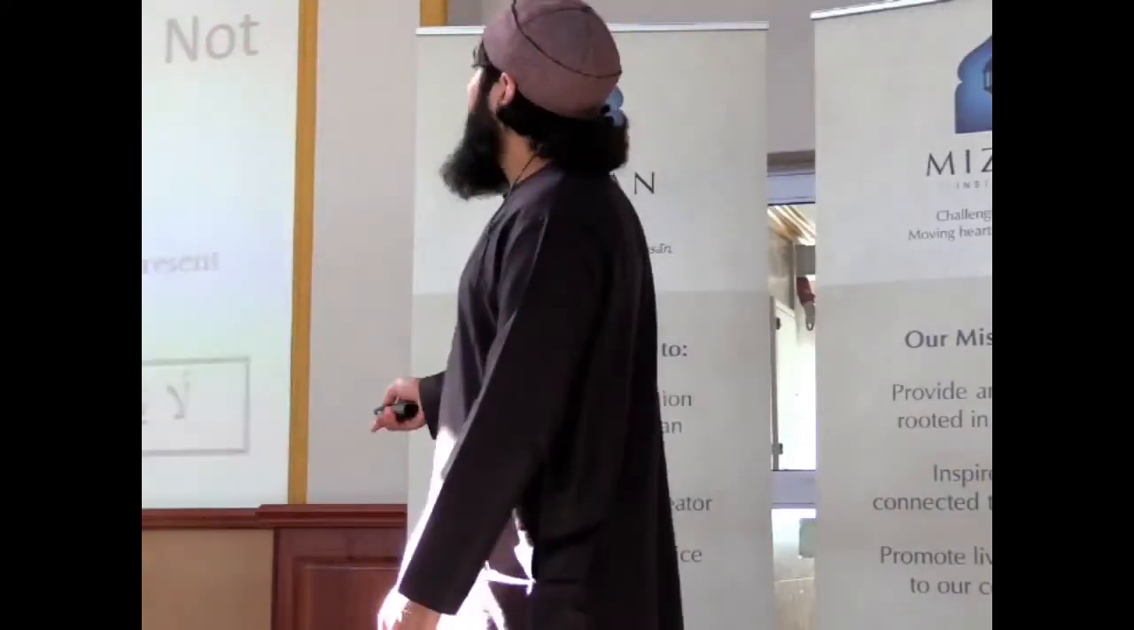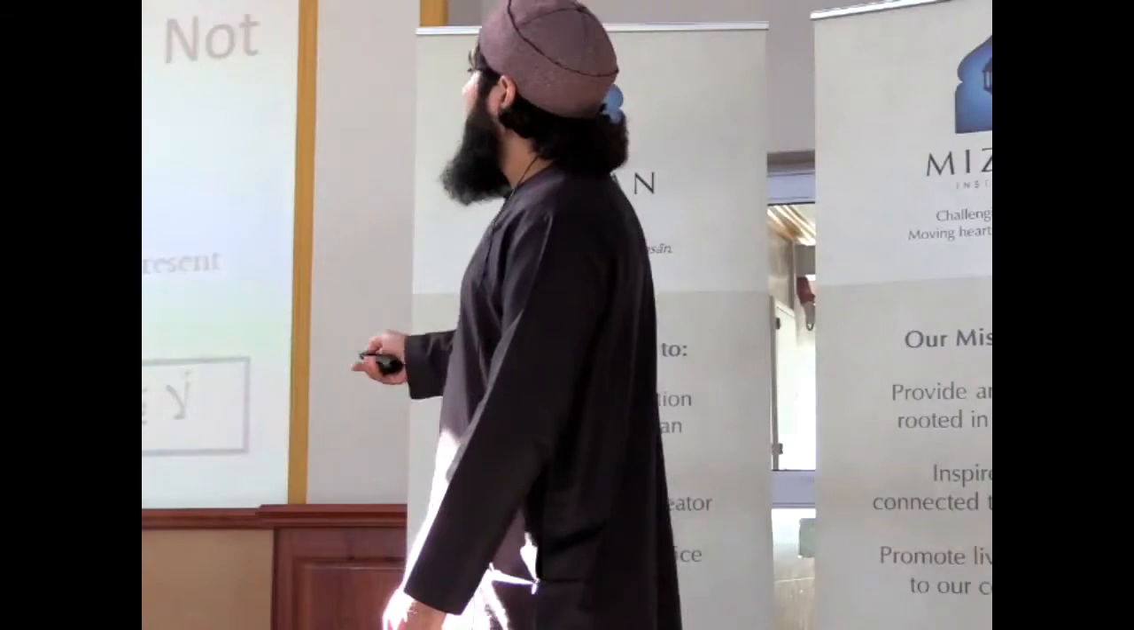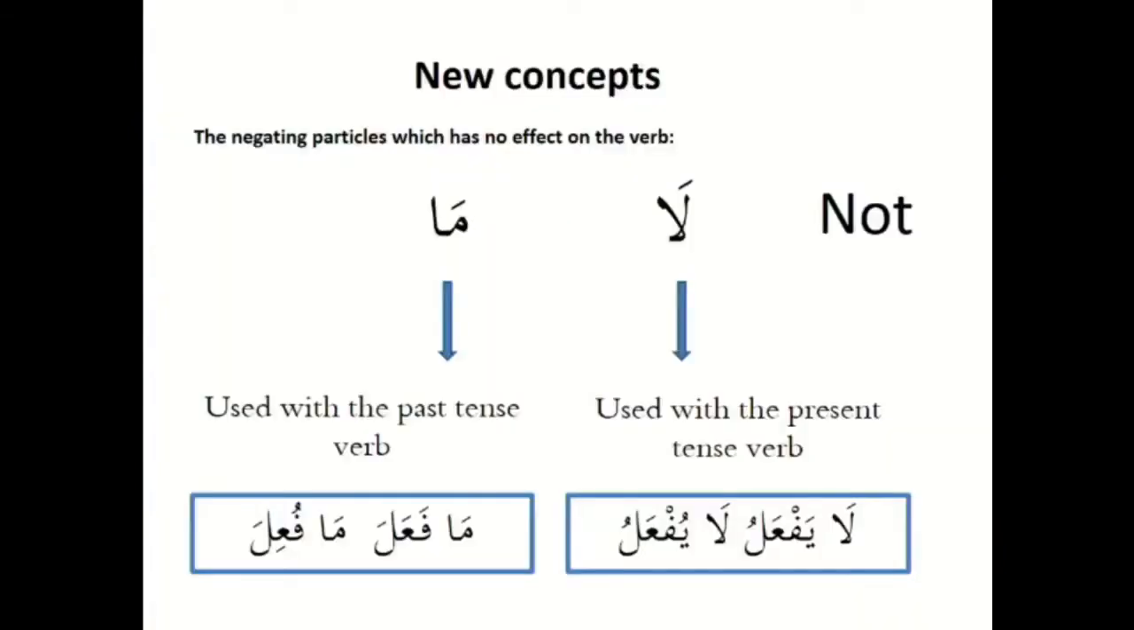Then I look. If it's a past tense, I add a ma. And la is used with the present tense verb. So if it's a present tense verb, I just add a la before it. There's actually not much more to this concept, right?